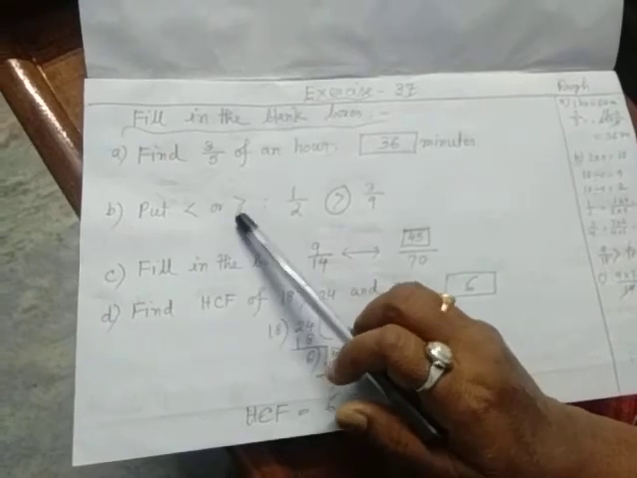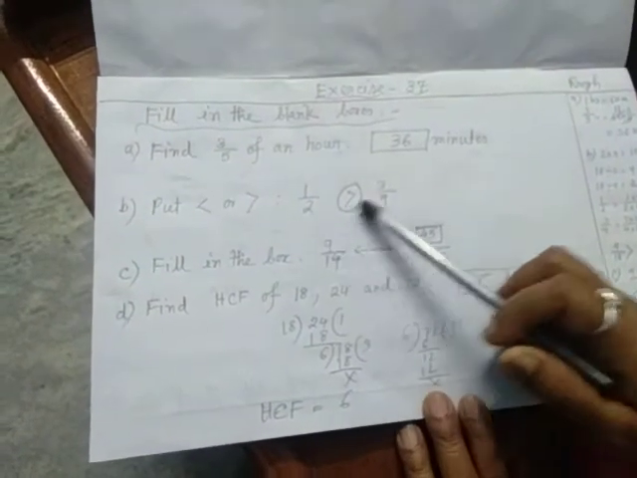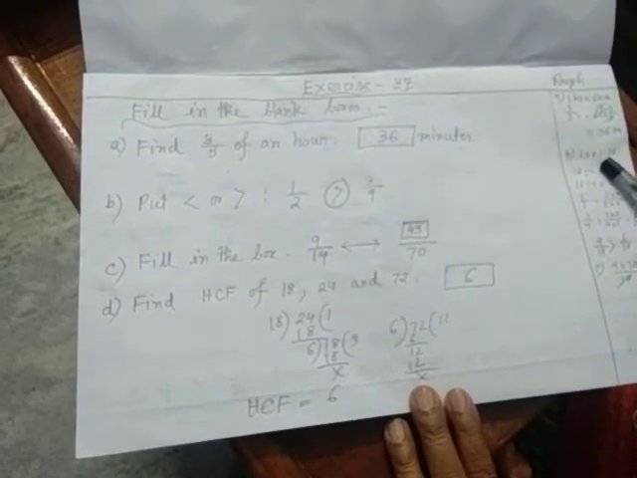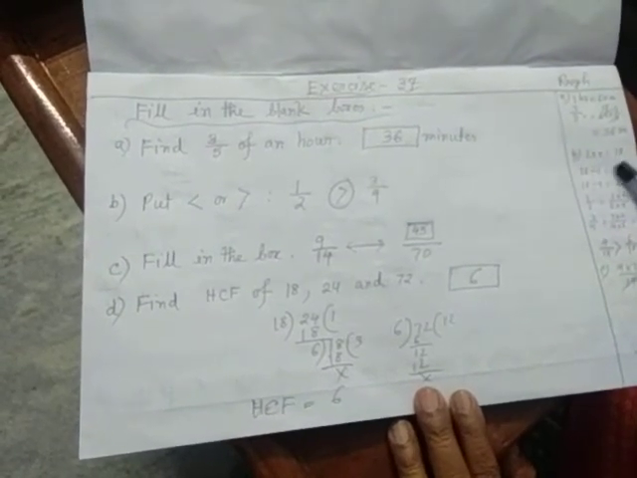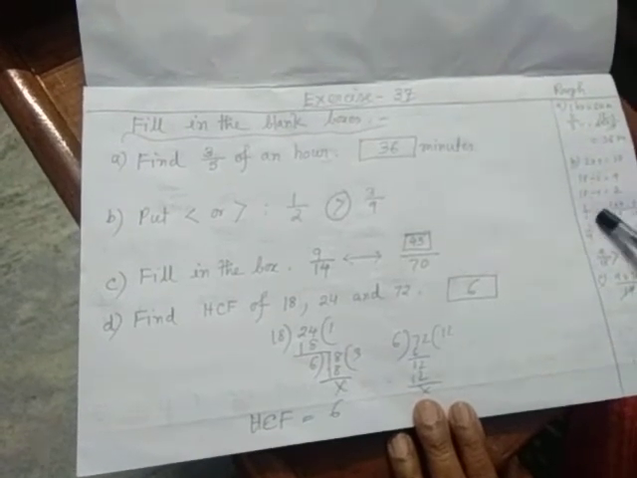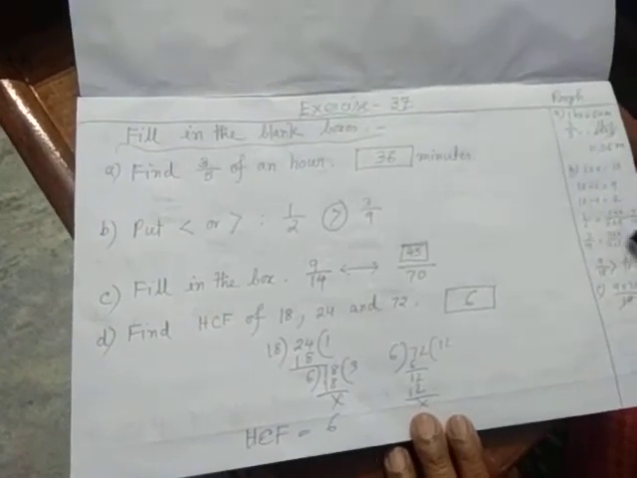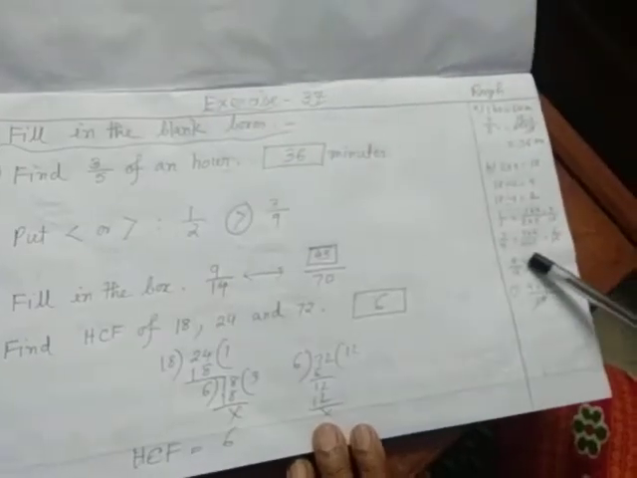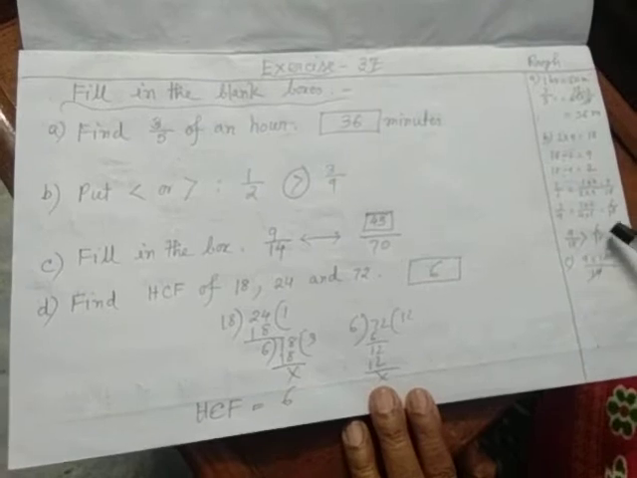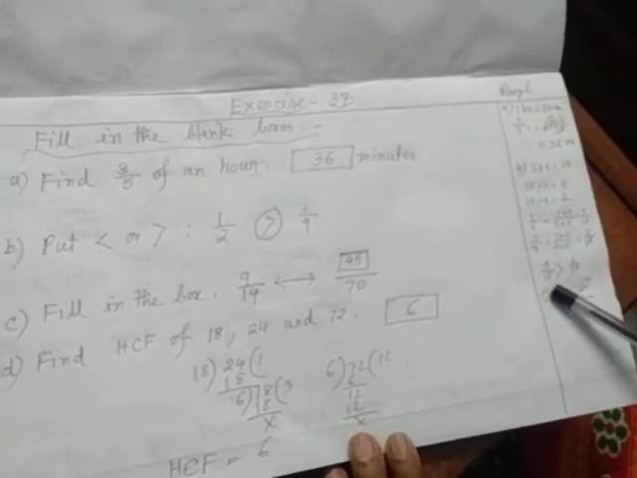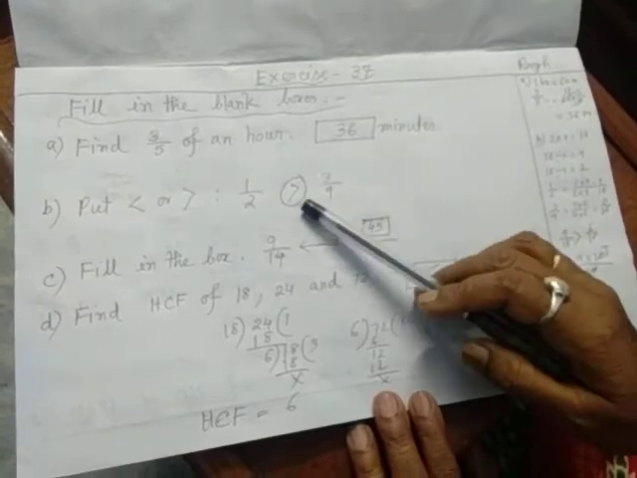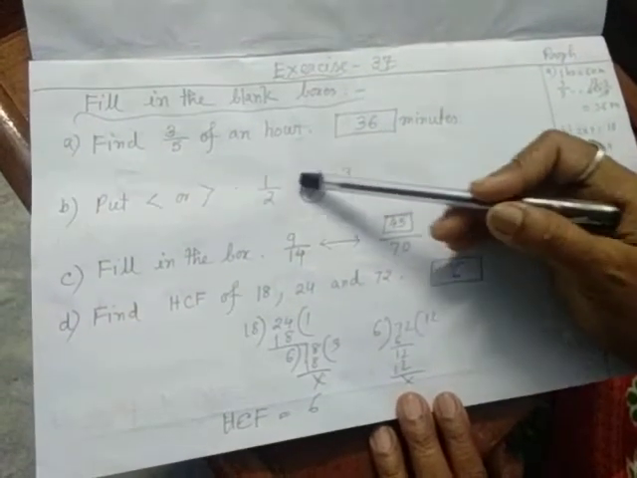B. Put greater than or less than. 1 by 2 blank 3 by 9. LCM of 2 and 9 is 18. 18 divided by 2 is 9, 18 divided by 9 is 2. So 1 by 2 equals 1 into 9, 9, over 2 into 9, 18. 3 by 9 equals 3 into 2, 6, over 9 into 2, 18. So 9 by 18 is greater than 6 by 18. That is, 1 by 2 is greater than 3 by 9. You put the greater than symbol.